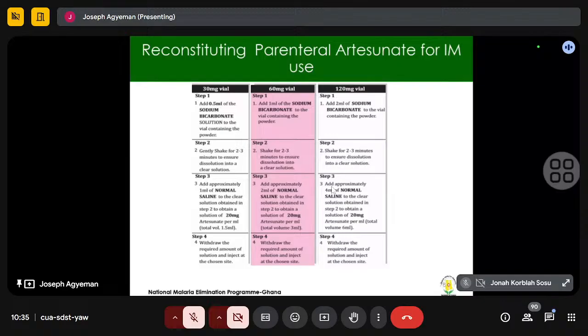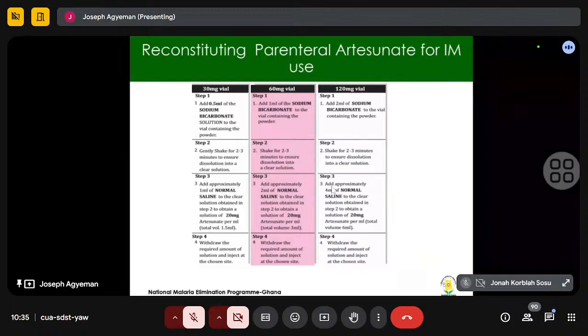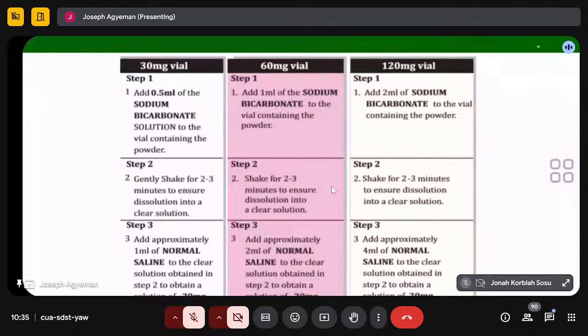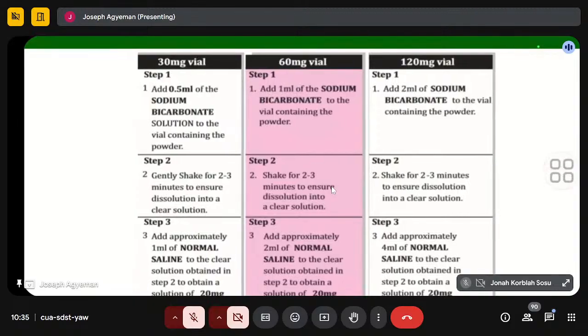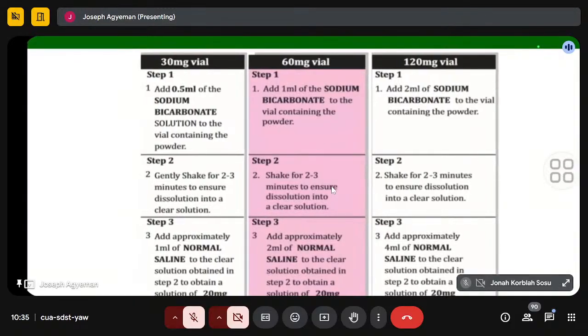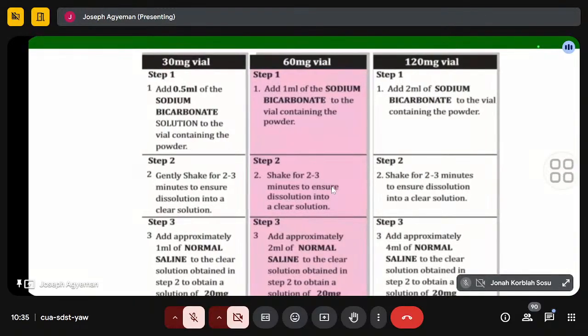How do you go about it? Similar principle. Let's start from the first line. We are still trying to learn with the 30 milligram vial. It still comes with 0.5 mL of bicarbonate. So you first form the sodium salt by adding the bicarbonate to the artesunic acid. You shake it very well. It will go into solution. You get your 30 milligram per 0.5 mL.